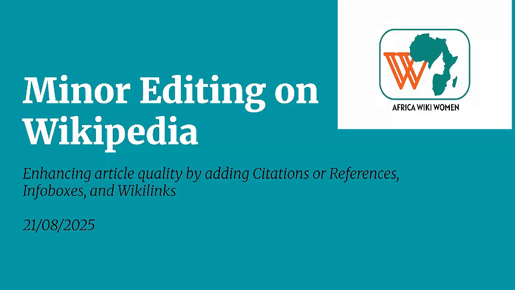So I'm going to be teaching us about minor editing on Wikipedia. And in order not to waste too much of our time, I'd like us to go through this slide. This slide will tell us a bit of what we're going to do, after which we're going to enter into the practical session of the training today. So first of all, the topic again is minor editing on Wikipedia, enhancing article quality by adding citations or references, info boxes, and wiki links.